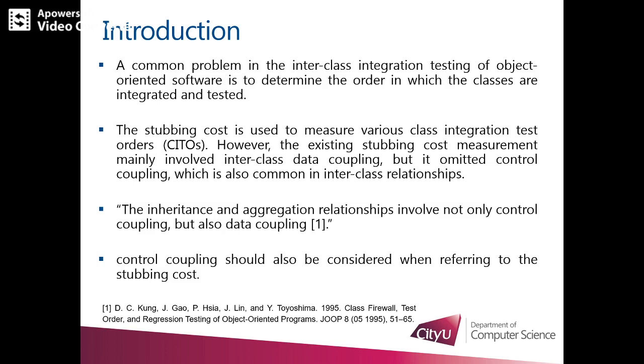For interclass integration testing, a common problem is to determine the order in which classes are integrated and tested. Different test orders often lead to different test steps. A proper test order can significantly reduce the cost to construct these test steps. However, the existing measurement for stubbing cost mainly involved interclass data coupling, such as the number of method invocations, but it omitted control coupling, which should also be considered.